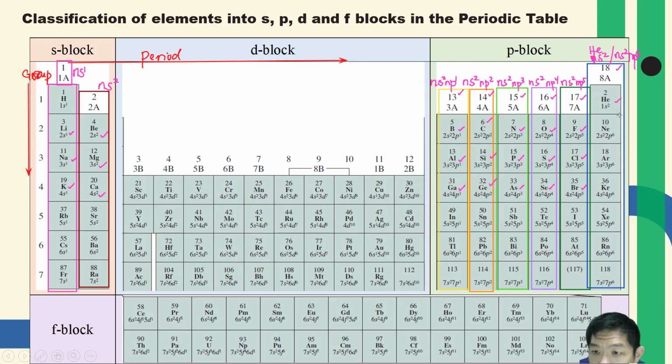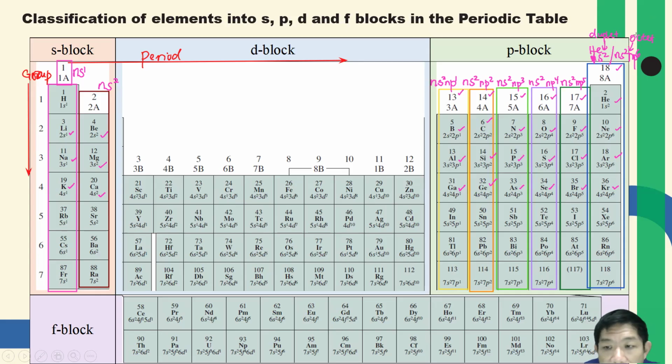So helium 1s2, neon 2s2 2p6, argon 3s2 3p6, and krypton 4s2 4p6. For helium, such a configuration is known as a duplet, and when any element has ns2 np6, we call it an octet configuration.